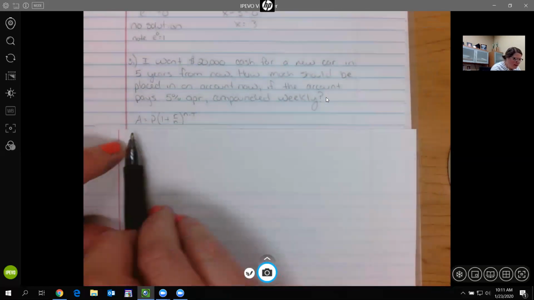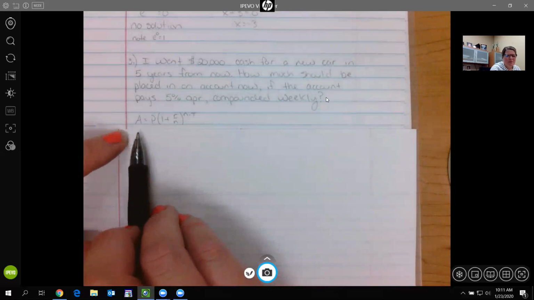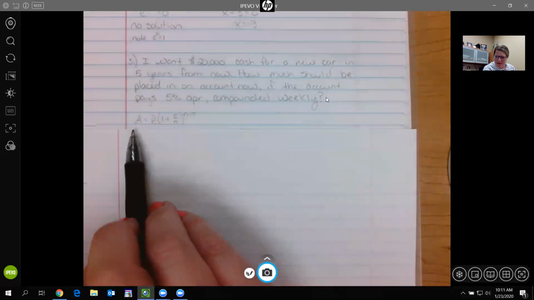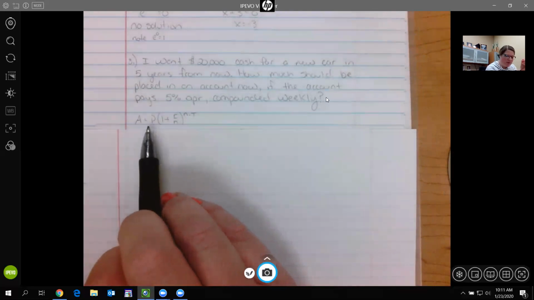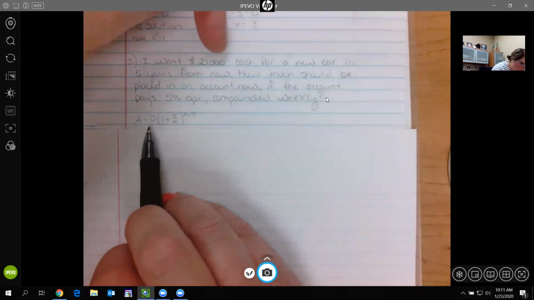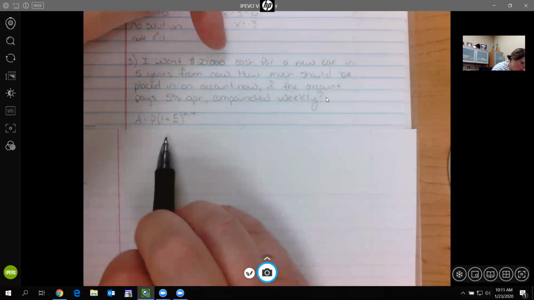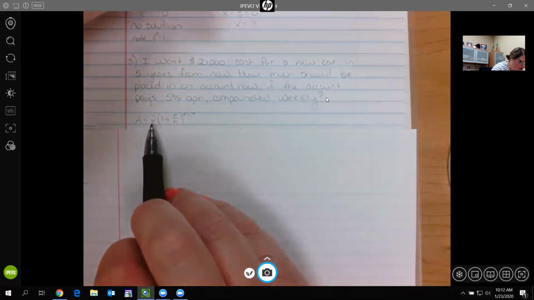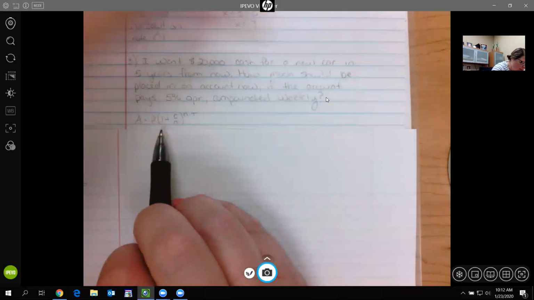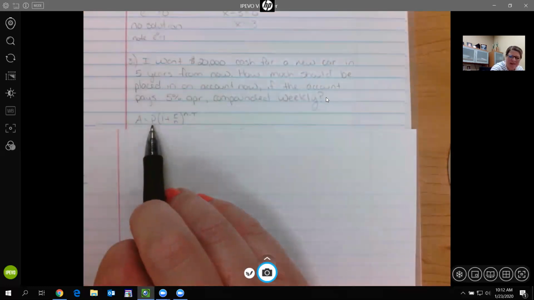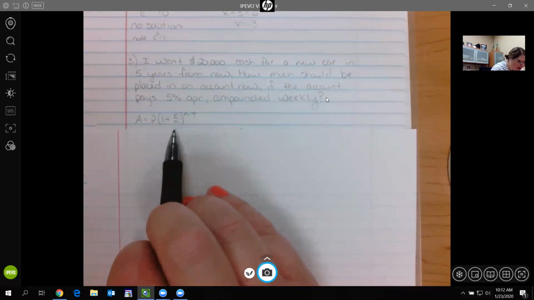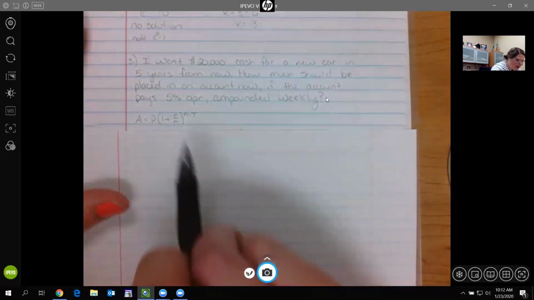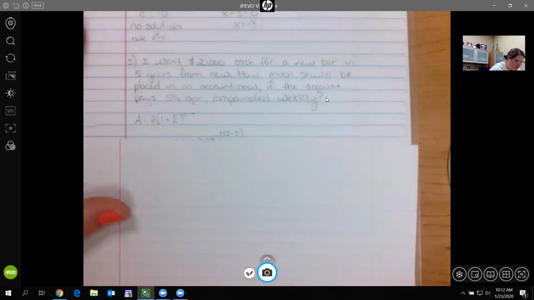Okay, the formula is, well, A usually stands for our future value. So what's it going to be worth later? So our future value equals our principal, our starting amount. For this, you want 20,000 cash. And then that's not our starting amount. We don't know how much should be placed in the account, so we don't know P right off the bat. And then 1 plus the rate, 5% divided by 52 for our week, times our years. And that was given, 5 years.